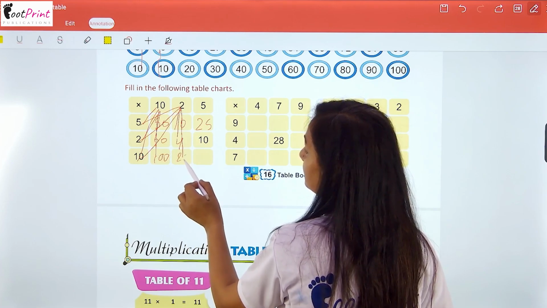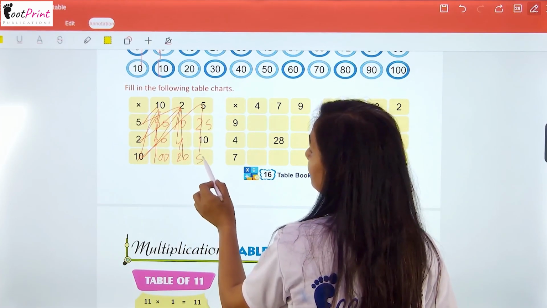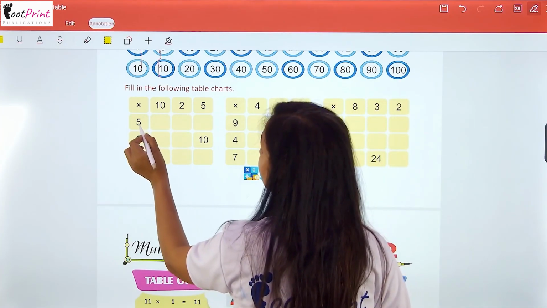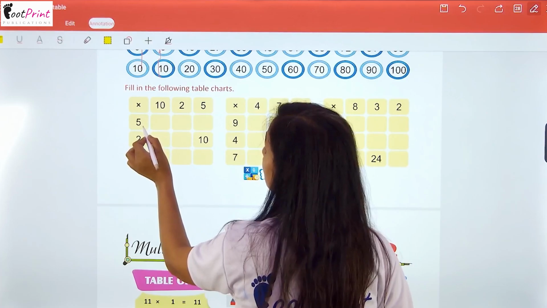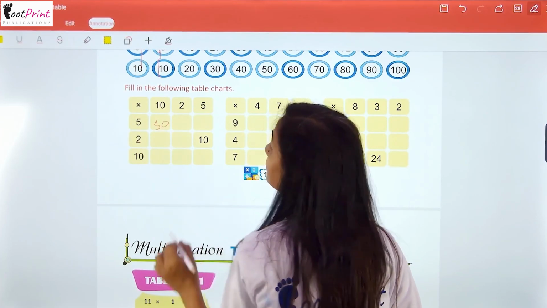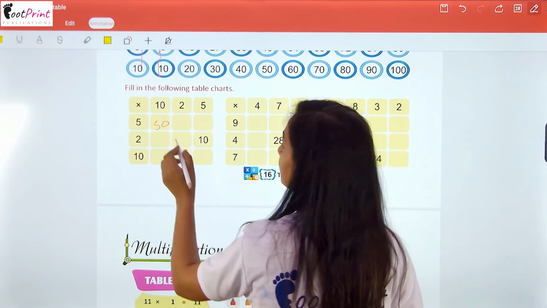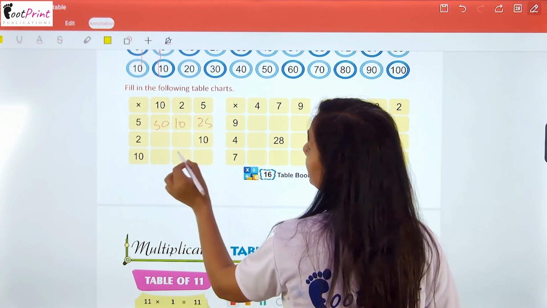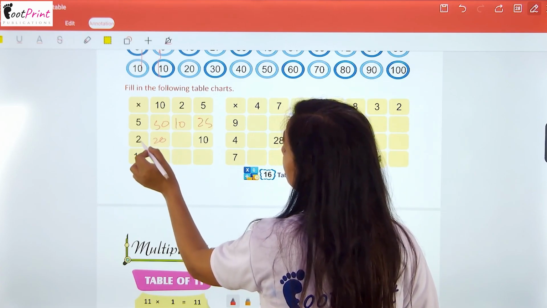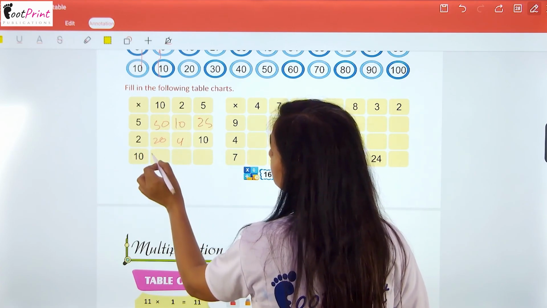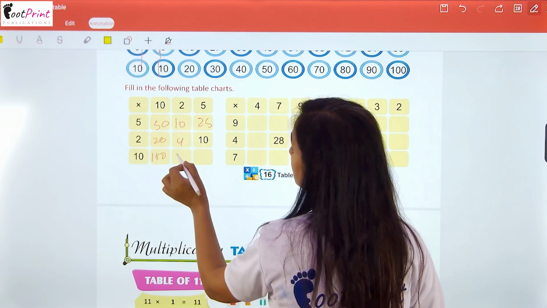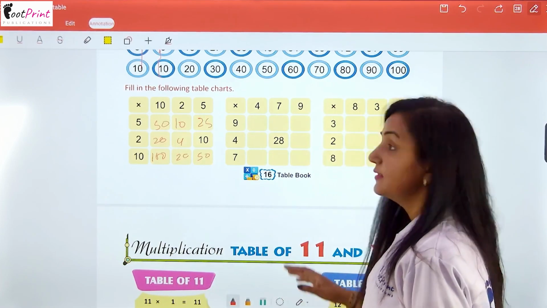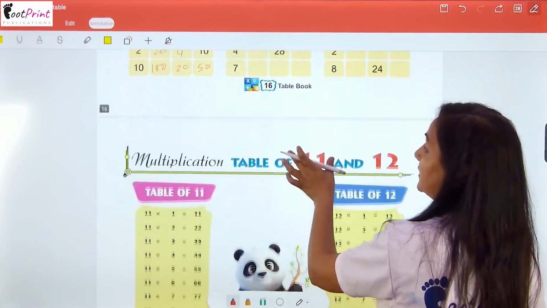10 into 2 will be 20. 10 into 5 will be 50. Clear? But your way of writing the number will be like this as I am writing now, because first I was showing you the way of multiplication. Now it will be 5 into 2, answer will be 10. 5 into 5, answer will be 25. 2 into 10, answer will be 20. 2 into 2, answer will be 4. 10 into 10, answer will be 100. 10 into 2, answer will be 20. 10 into 5, answer will be 50. Clear? In the same way, you people will do the rest of the tables.